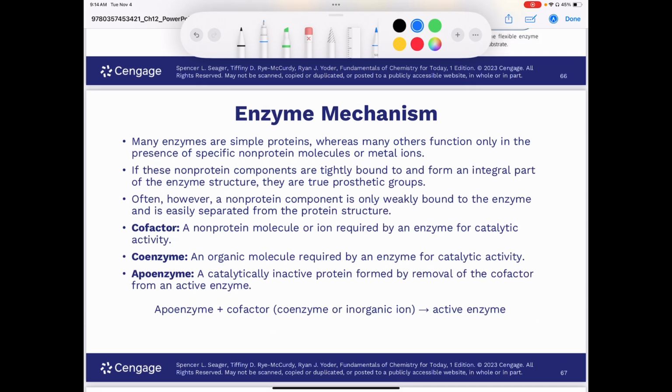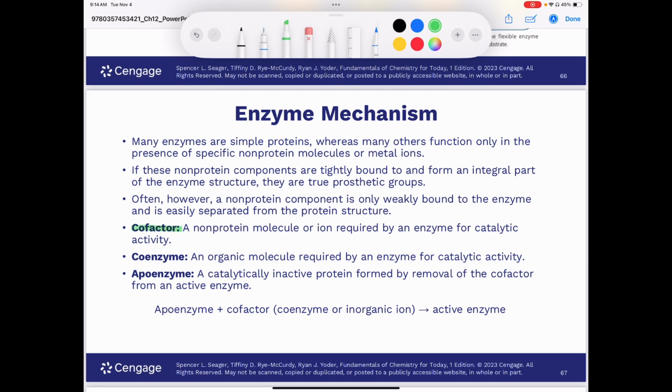Now, if you remember back in section 12.3, that proteins can be simple, they could have just a couple of amino acid residues, or conjugated with some kind of prosthetic group, like a heme group, like we saw in hemoglobin. Many enzymes are simple proteins, whereas many others function only in the presence of specific non-protein molecules or metal ions. If these non-protein components are tightly bound to and form an integral part of the enzyme structure, then they're true prosthetic groups. Often, however, some non-protein component is only weakly bound to the enzyme and is easily separated from the protein structure. This type of non-protein component is referred to as a cofactor.